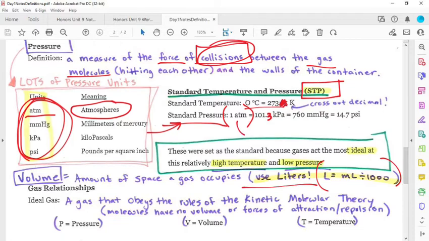So that makes it really easy to compare things to each other, because if we do a calculation or something and figure out, oh, the answer is 2.5 atmospheres. Well, that's 2.5 times more pressure than we're normally under.